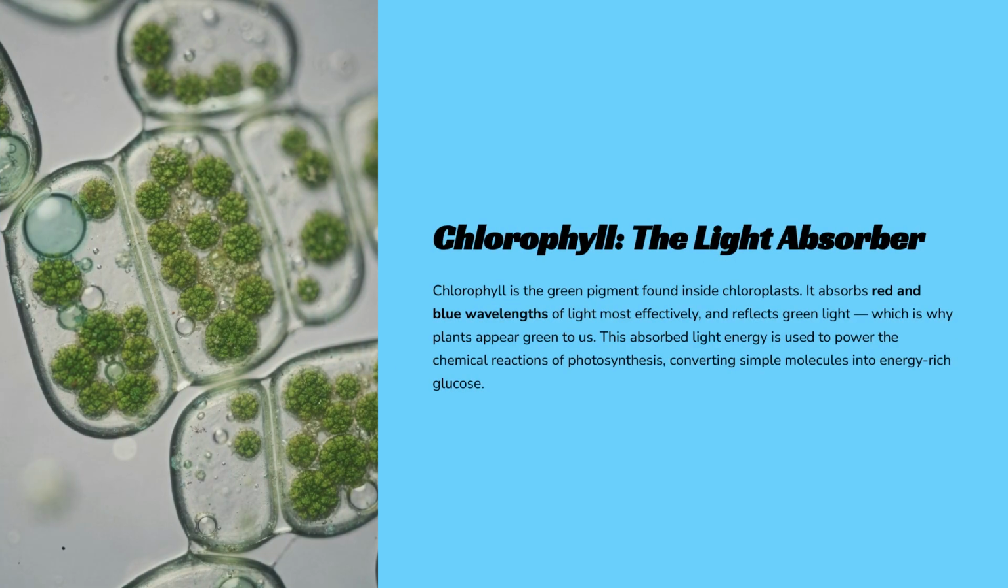Chlorophyll is the green pigment in chloroplasts. It absorbs red and blue wavelengths of light most effectively and reflects green light. This absorbed light energy powers the chemical reactions of photosynthesis, converting simple molecules into glucose.